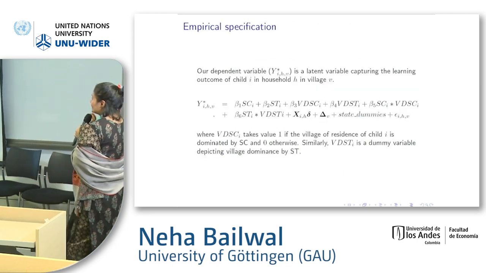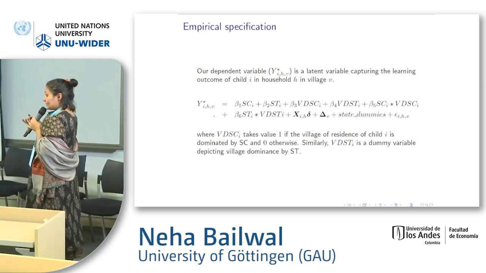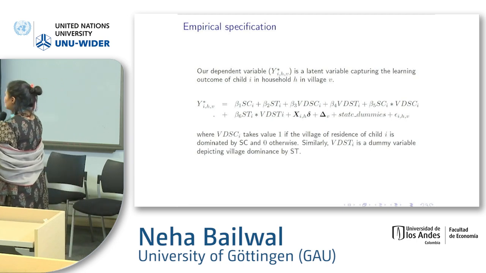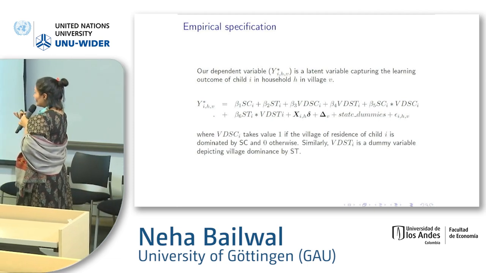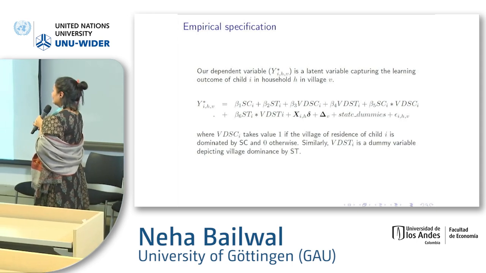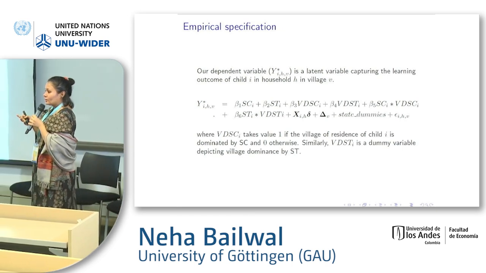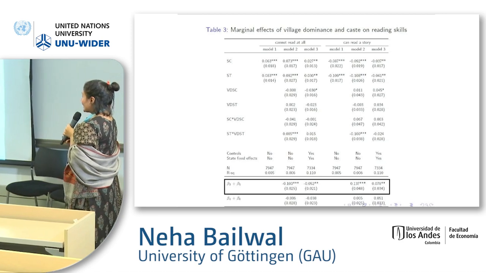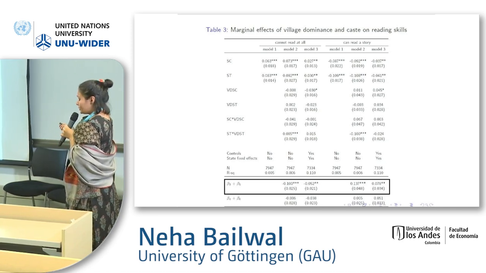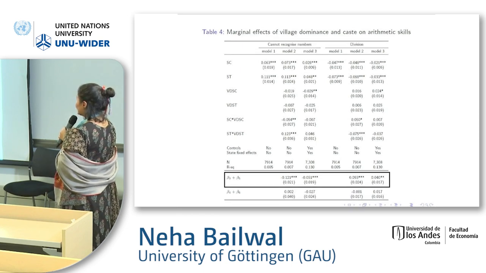Next, we try to see whether these results are robust or not. While we believe that our village dominance variable is exogenous, there could be several other confounding factors which may influence our outcome. So we run a very simple ordered probit model, because our outcome variable is an ordered variable. We control for the parents' education, socioeconomic status, and the type of school that the children are going to, to see whether our results hold true. We find that our results do hold true. For SCs, the own village advantage remains significant even when we control for a bunch of important variables. For STs, we do not find any significant results. This is true for both reading and arithmetic skills.